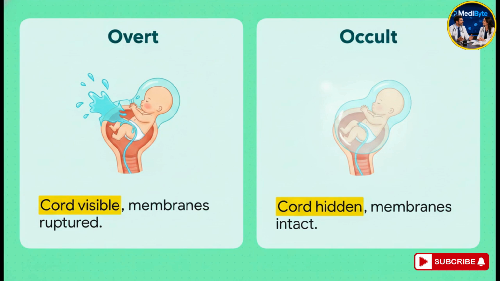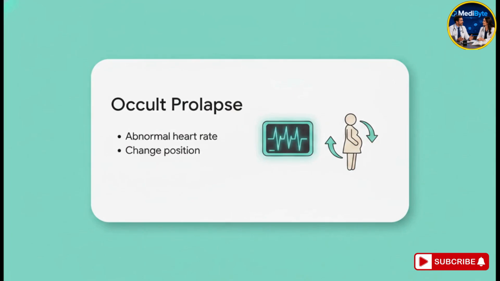Now, in total contrast, an occult prolapse is totally hidden. The membranes are intact, and you can't see the cord at all. Instead, it's trapped and compressed right next to the fetus, usually by a shoulder or the head. So if the cord is completely hidden in an occult prolapse, how do doctors even know it's happening? Well, because blood flow is restricted, it triggers a very abnormal pattern in the fetus's heart rate. By continuously monitoring that fetal heart rate during labor, healthcare professionals can spot this hidden danger right away.